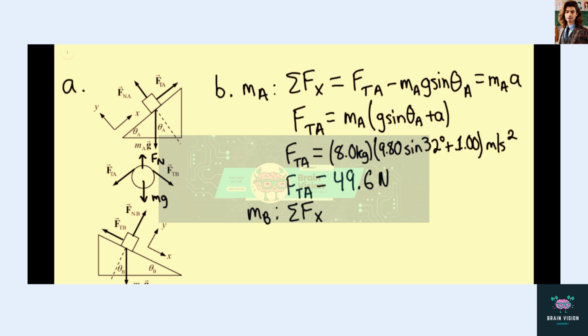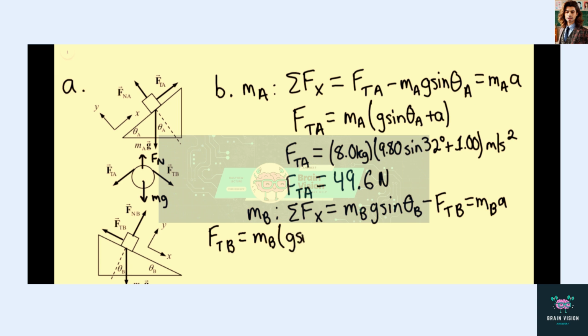Now for mass of B, we're doing the exact same analysis. Sum of forces in the x direction would be equal to mass sub B g sine of theta sub B, minus force tension sub B. And this would be equal to the mass sub B times the acceleration of the system. We find that the force tension sub B would then be equal to mass of B times g sine of theta sub B minus the acceleration of the system. And now we can solve.